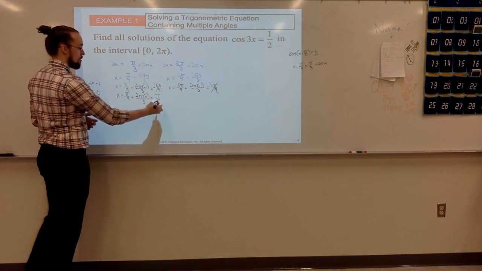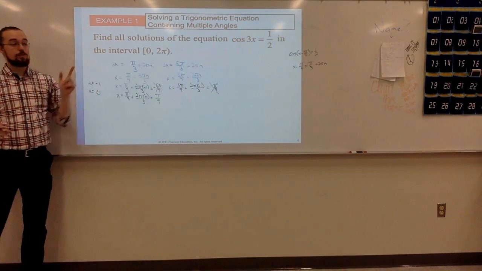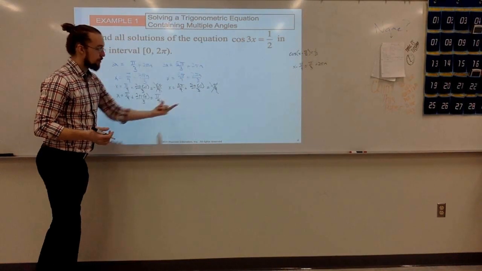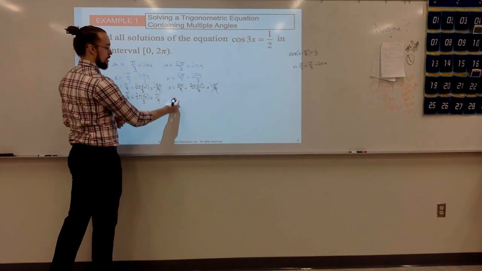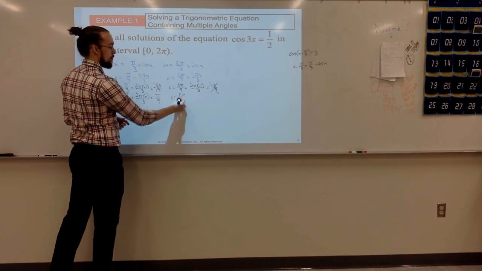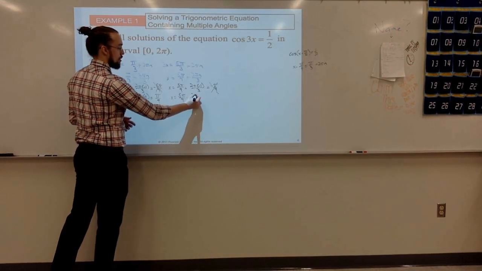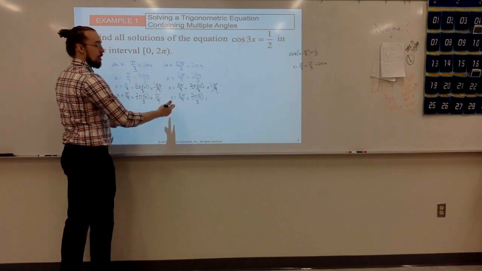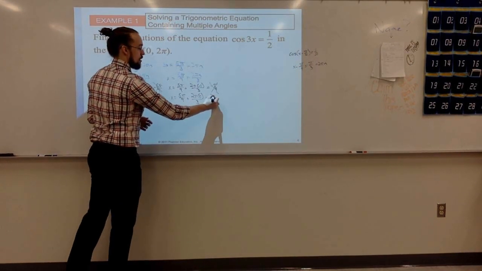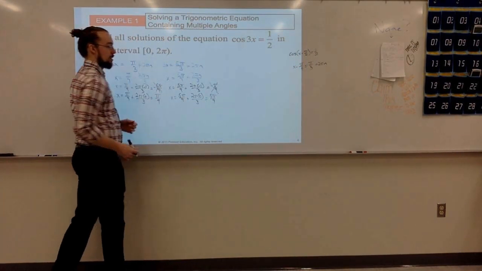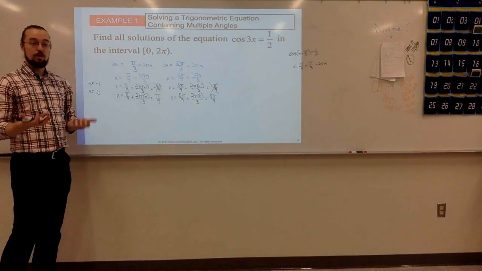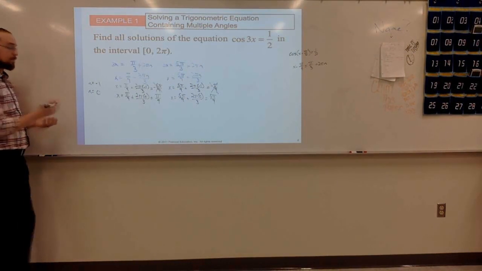So pi over 9 is in between 0 and 2 pi. That's one of my solutions. Do the same thing for this solution set. So x equals 5 pi over 9 plus 2 pi times 0 over 3. So 5 pi over 9 is a solution. Okay, so we get two answers so far that are in between 0 and 2 pi.